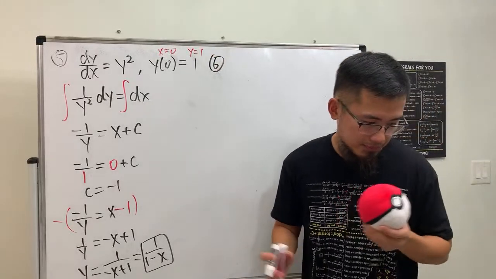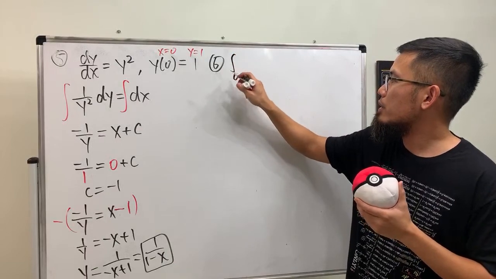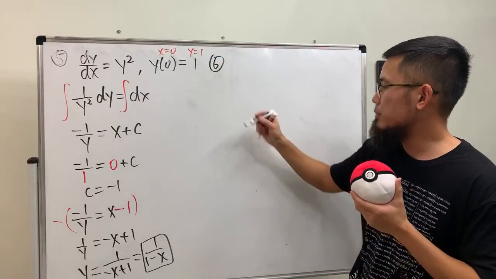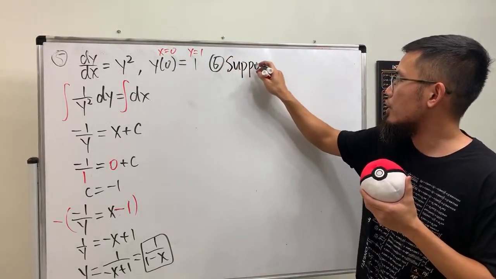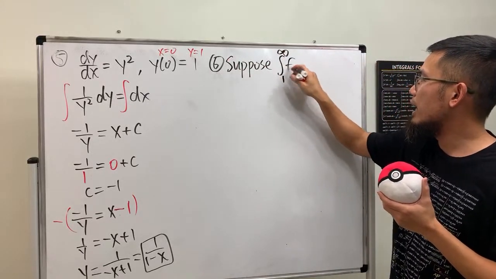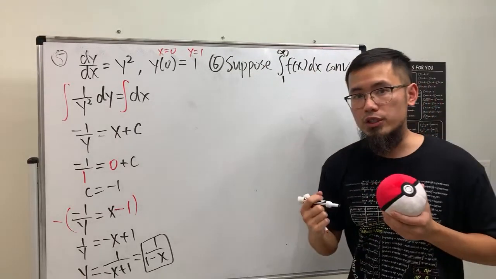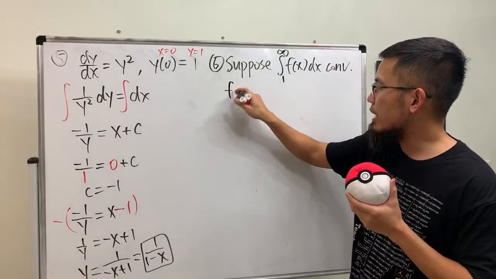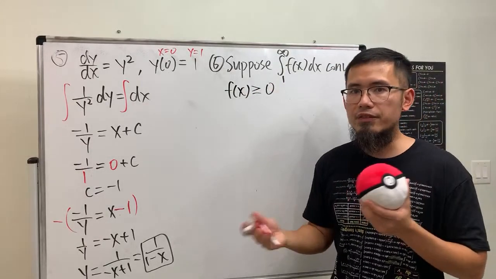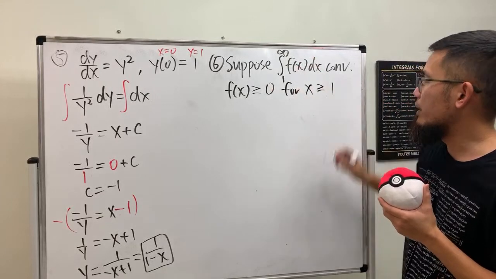This right here is a theoretical question. Suppose that we have the integral going from 1 to infinity of f of x dx. Suppose this right here converges. And furthermore, I'm going to say f of x is greater than or equal to 0. Namely, the function is never negative on this interval, so for x greater than or equal to 1.